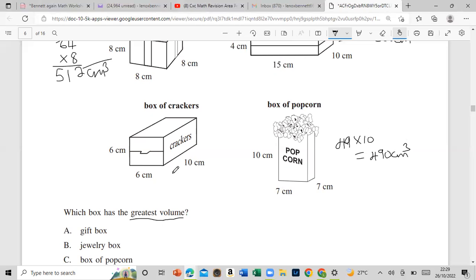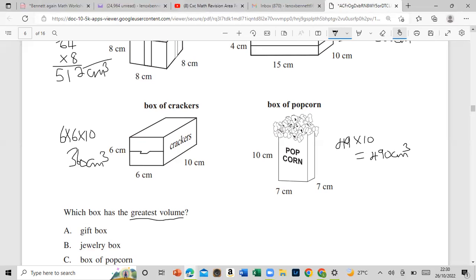So now we're going to look at this one, which is 6 times 10, 60, and then you have 6 times 6 times 10. That's 36, so that's 360. So let's see what was this over here. This one will be our winner, and then of the greatest volume.